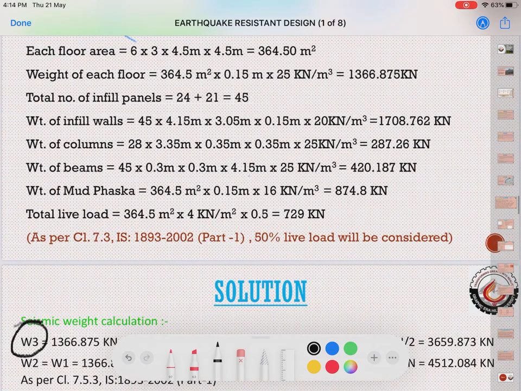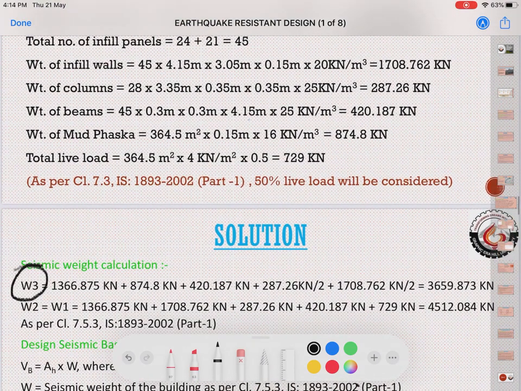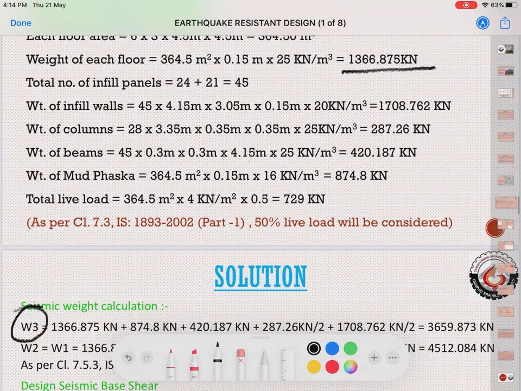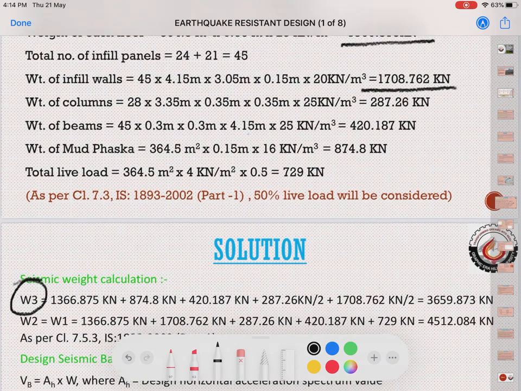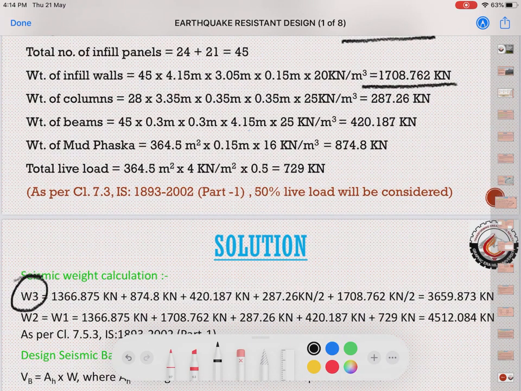Okay, so let us start calculating the seismic weight, first of all W3. This is the seismic weight of the roof. First of all, the self weight of floor will be considered, 13.66. Then comes the weight of infill walls. You can remember there is no wall above the roof. Then, starting with floor weight, this is the floor weight. Then comes mud fuska.